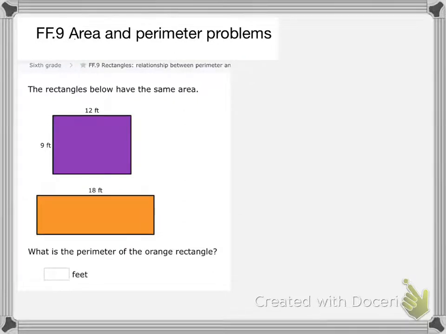All right, next one here. The rectangles below have the same area. What's the perimeter of the orange rectangle? So 9 times 12 is an area of 108. Right, this is also 108.